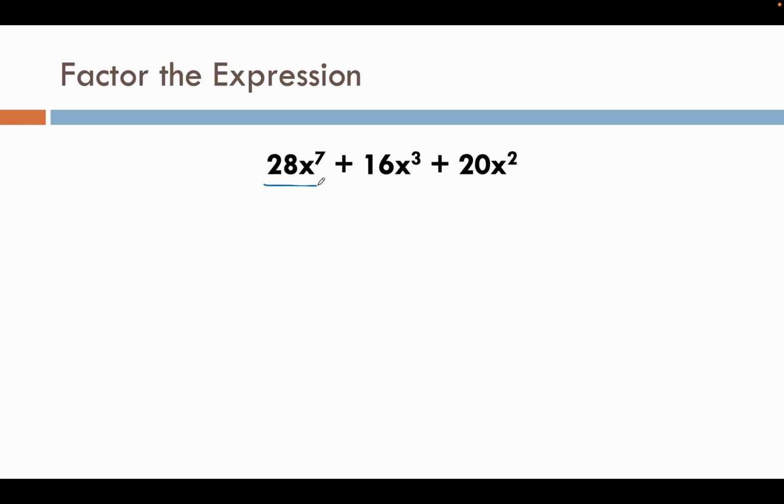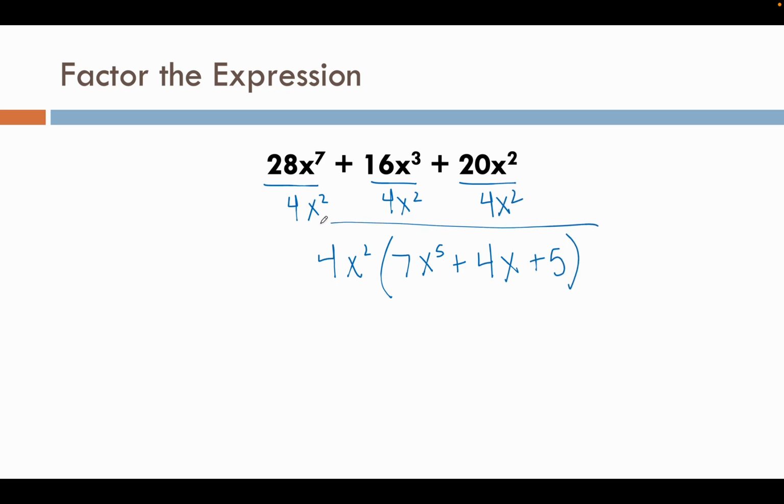The greatest common factor in this expression that they all have in common is 4x squared. So we would have left 7x to the 5th when we divide 28x to the 7th by 4x squared. We would be left with 7x to the 5th plus 4x for our 16x cubed divided by 4x squared. And then finally plus 5 down there for that last term.